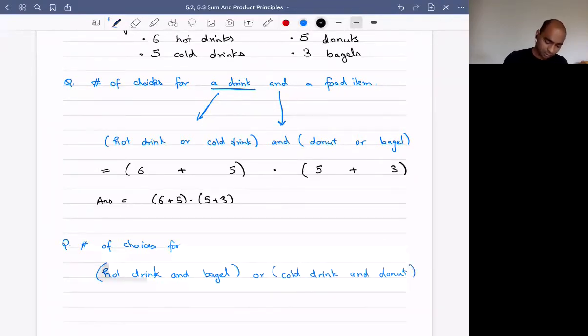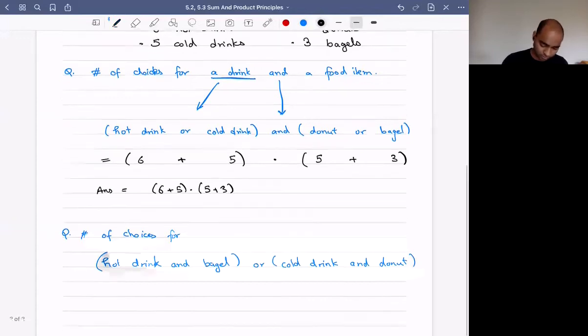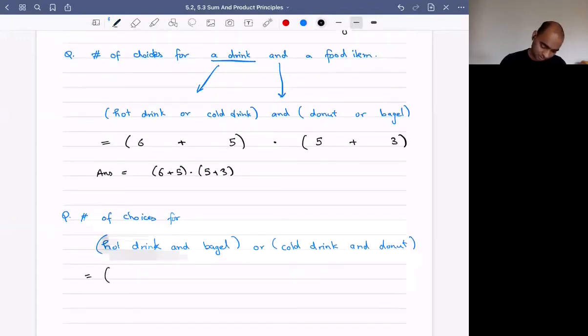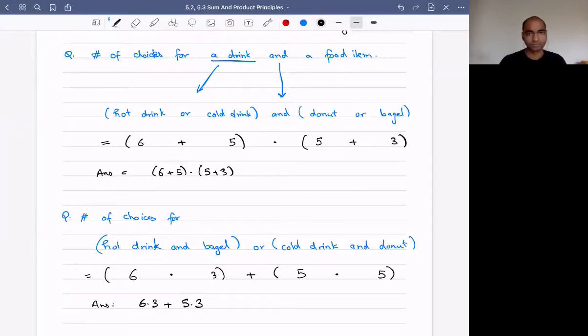So now what happens? Number of hot drinks is 6, number of bagels is 3, cold drinks is 5, donuts is 5. Now I'm getting a hot drink and a bagel, so I should have 6 times 3. I'm getting a cold drink and a donut, so I have 5 times 5. And then I'm choosing between these two options, so I'll add. And so the answer here is 6 times 3 plus 5 times 5. Because as long as you are very explicit with your question and you expand everything out, you will see where the addition goes and where the multiplication goes.